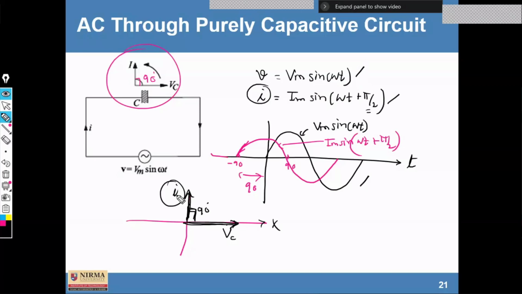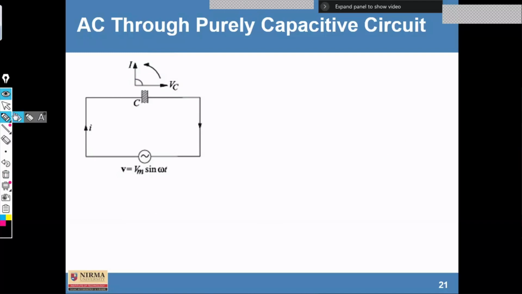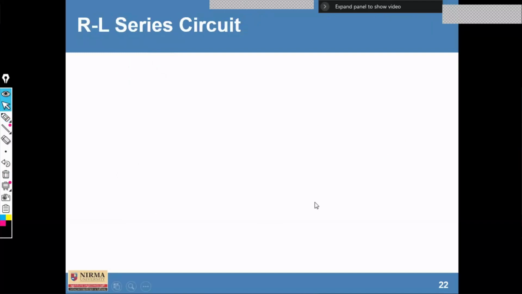Now we'll see these three different passive elements connected either in series or parallel in a circuit. We'll see the behavior of the circuit, the waveforms, the vector diagrams, and their voltage and current equations also. Okay, the RL series circuit.